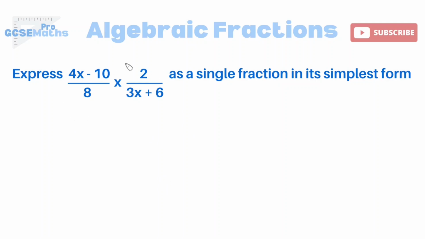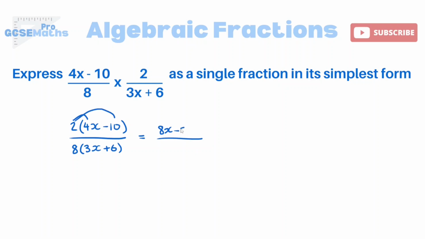Obviously, you might be happy to just multiply that directly, but I'm just going to write it out fully as a set of single brackets, just so you can really see it properly. And the denominator is 8 multiplied by 3x plus 6. Now I can literally expand out these brackets. So we get at the top 8x, then we get minus 20, and at the bottom we get 24x, and then plus 48.